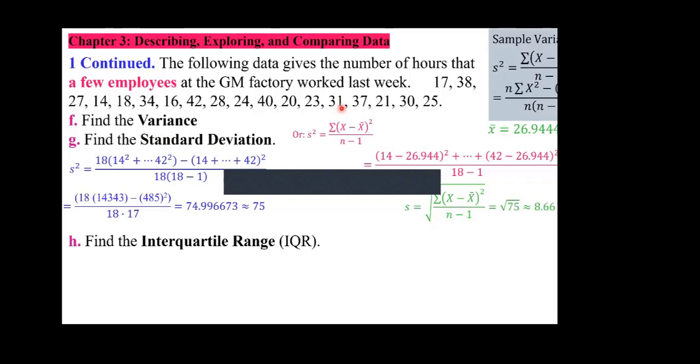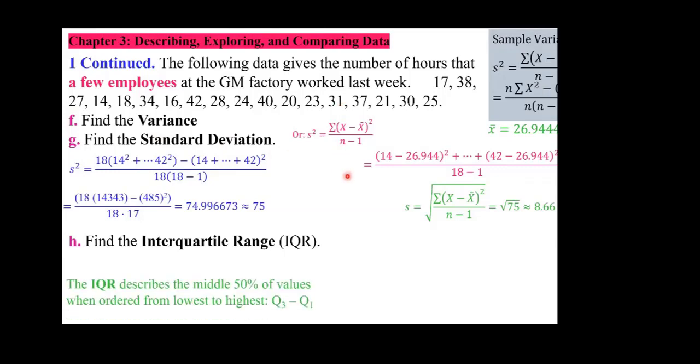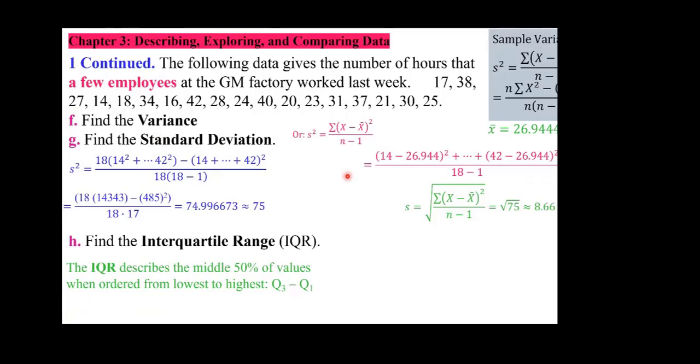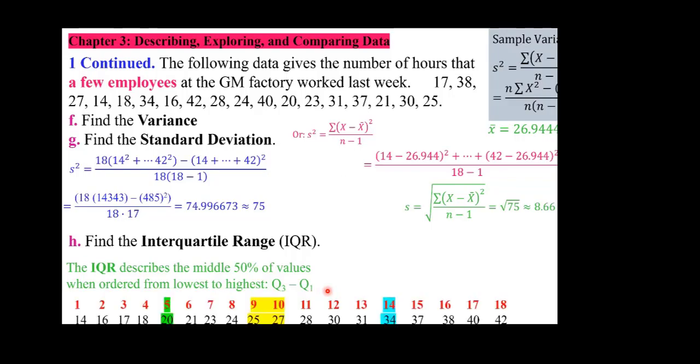We want to find the interquartile range. So IQR describes the middle 50% of values when ordered from lowest to highest. By definition, it's equal to Q sub 3 minus Q sub 1. Therefore, how do we find that? There are different ways. Here's the fast and easy way. First and foremost, these two, add them up, divide by 2. That becomes Q sub 2, which is also known as the median.